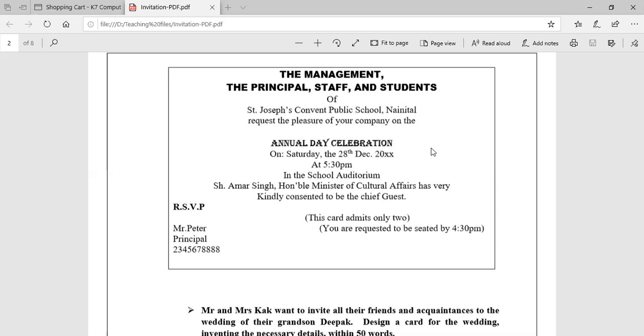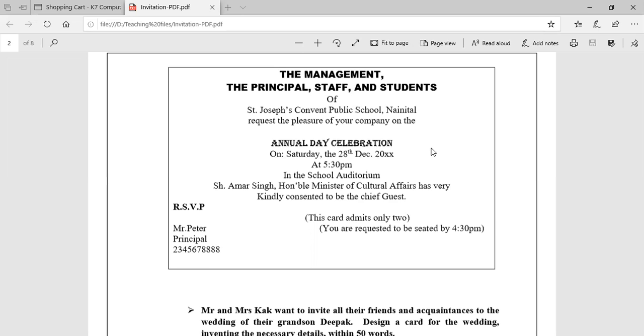And then RSVP in the left bottom, left indent. RSVP means please reply, anticipating your presence, like we are writing that. It is a French word, a French abbreviation. You can also see that RSVP, you can write.